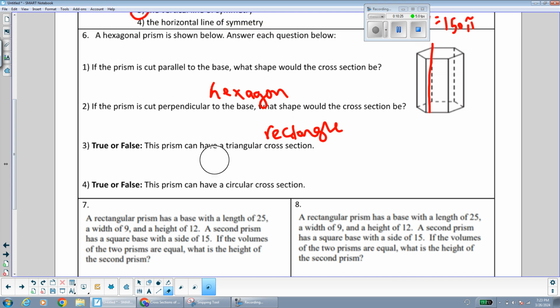This is true. The prism can have a triangular cross-section because look, we can get a triangle depending on how we slice it. And this is false. Since there aren't any curved parts here of this prism, we're never going to be able to get a circle cross-section.